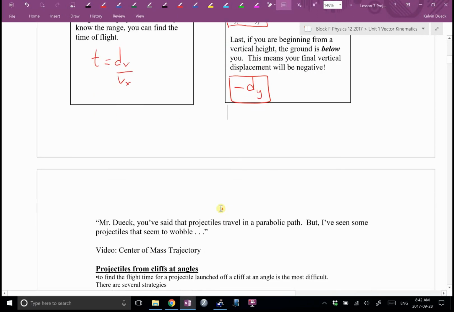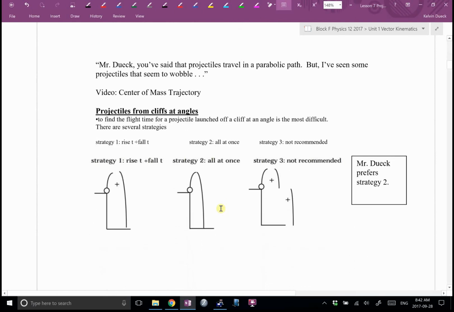Let's jump on in. Oh, Mr. Duck, you said that projectiles travel in a parabolic path, but I've seen some weird projectiles that when you throw them and spin them, it looks like they wobble. For example, if I toss a tennis racket and give it a spin, it looks like it wobbles. Okay, put your pencils down, look up.